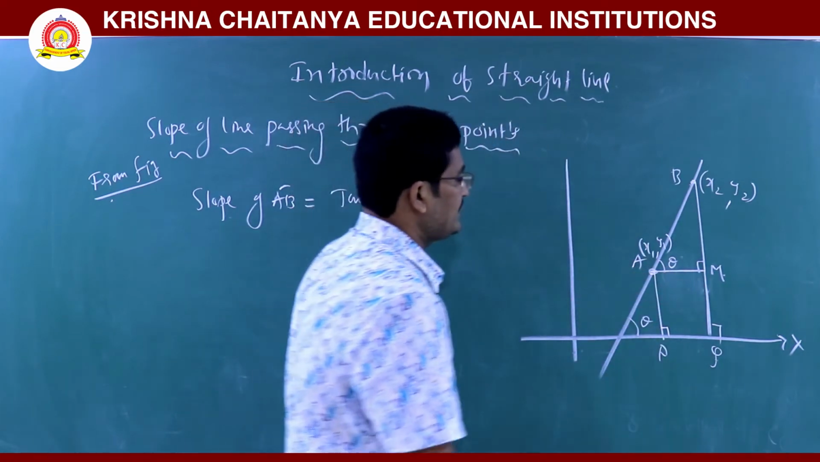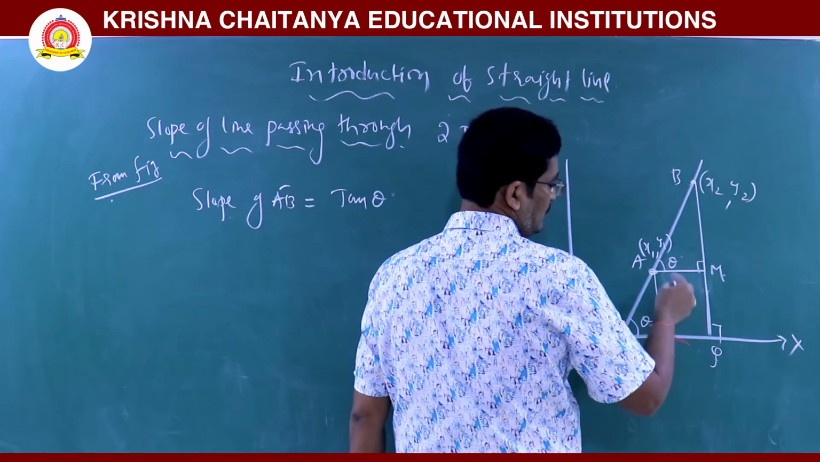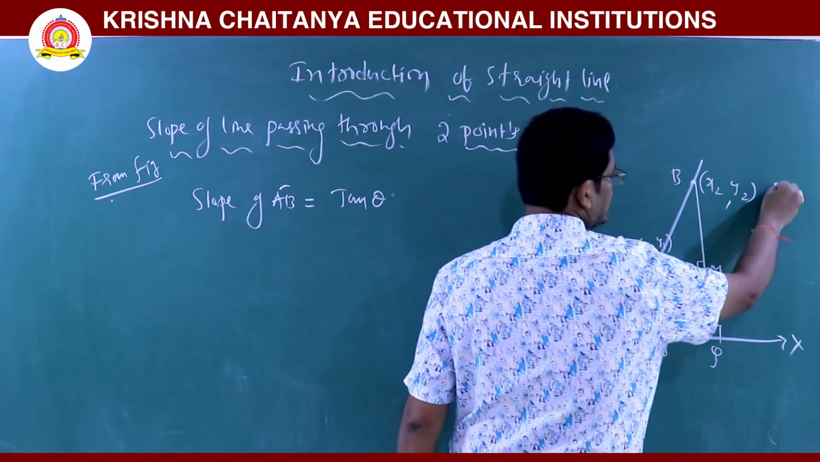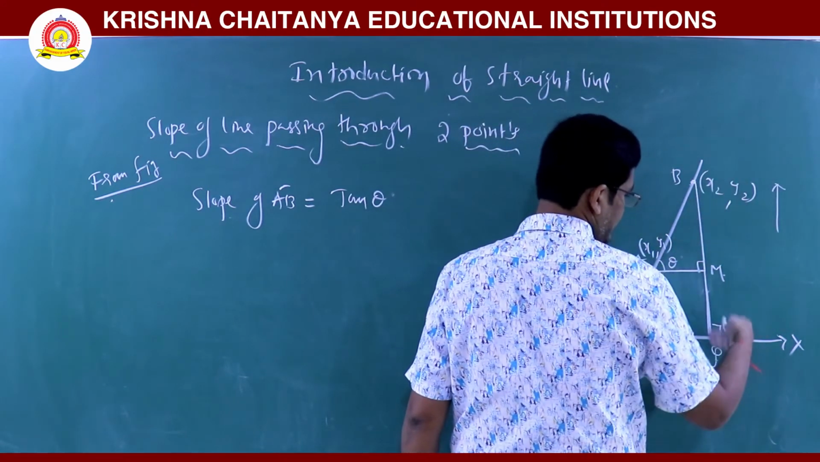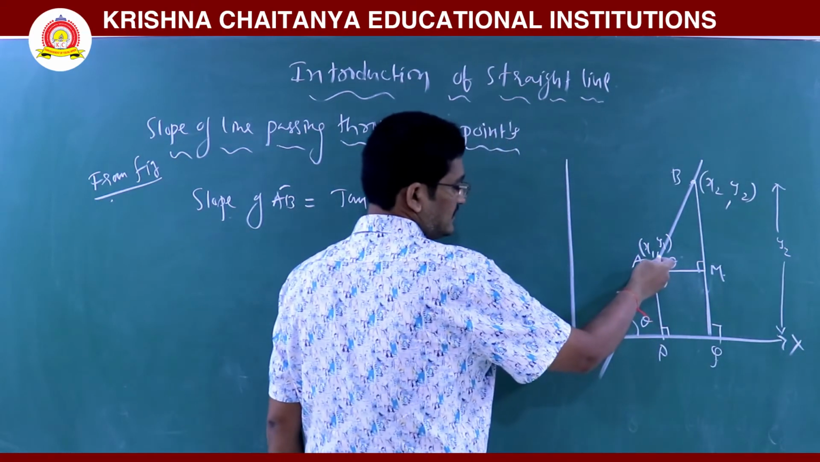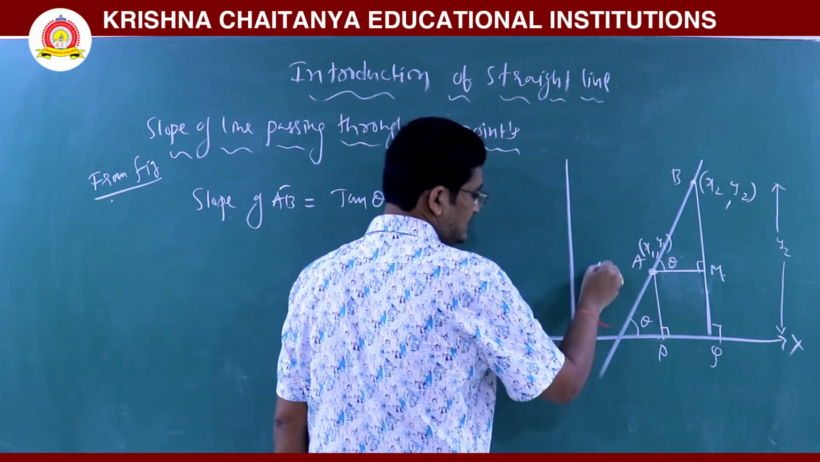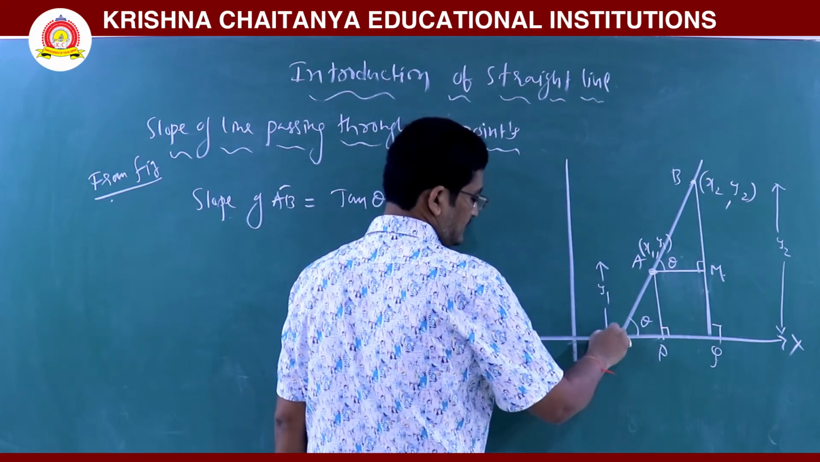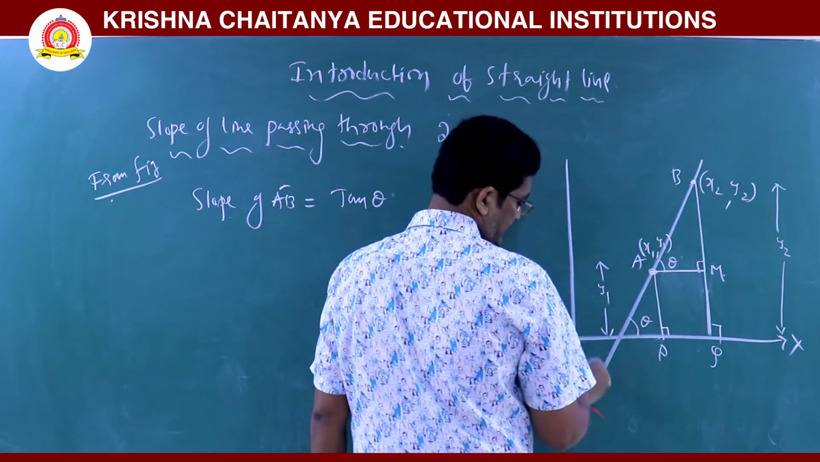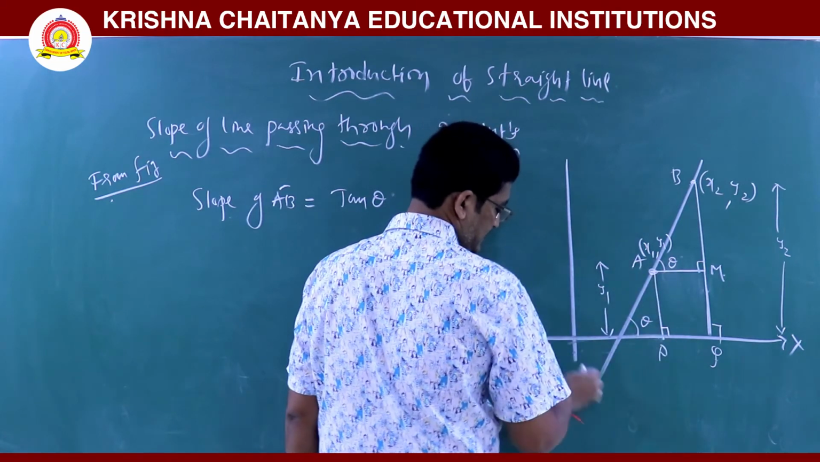From this figure, just observe. What is tan theta? This is a right angle triangle, you know. What is the length of this one? It is clear, this length is y2. What is this? This is the point x1, y1, so this is x1 and this is y1, you know. In the same way, this length is x1 and this length is y1.